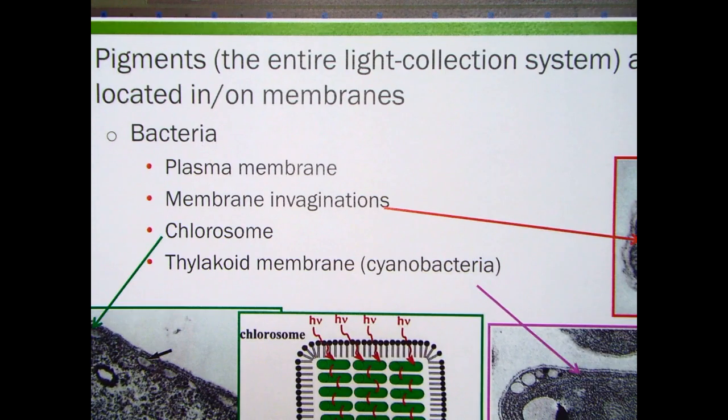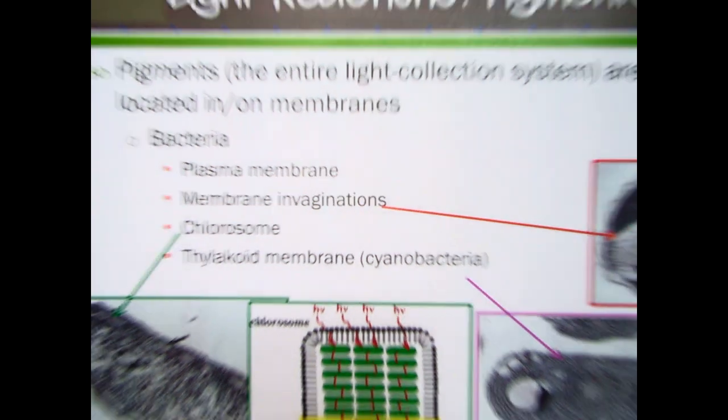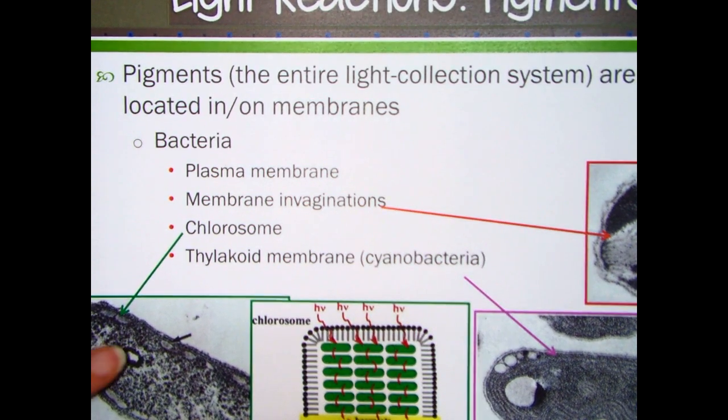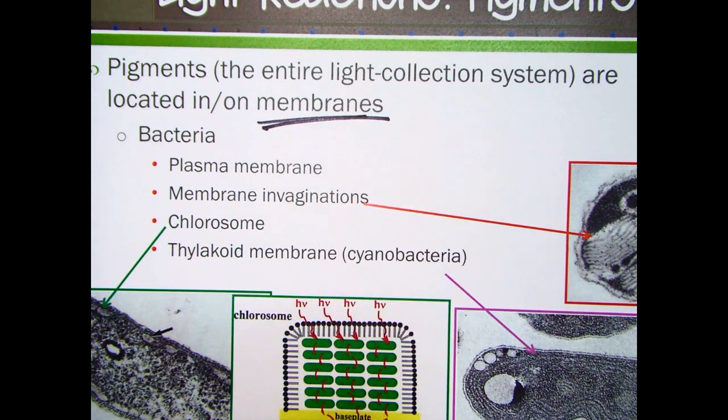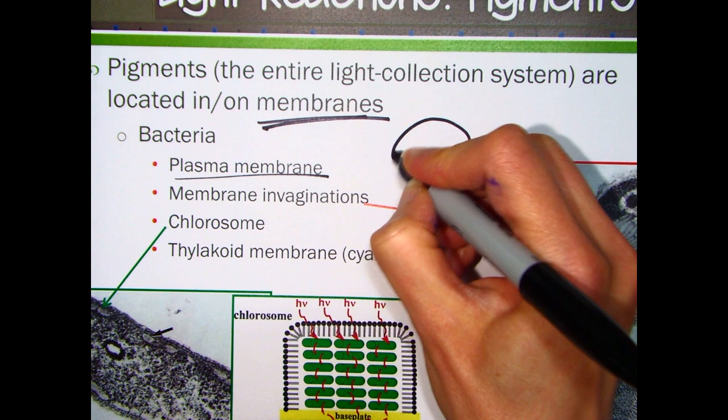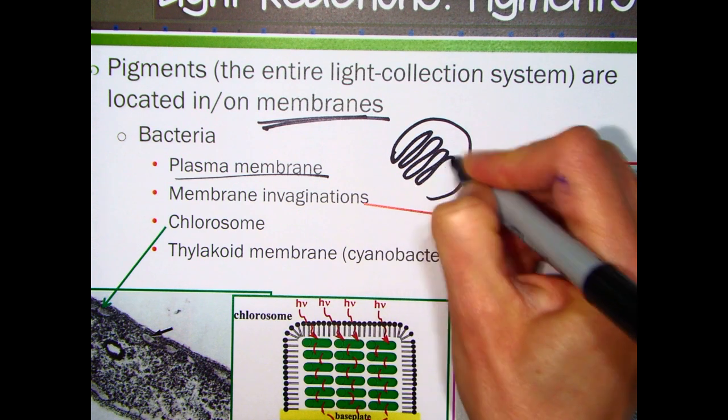Because the pigments are collecting light energy to power, oopsie, this zoom in knob is backwards, I'm telling you. Because the pigments are collecting light energy to power electron transport, and electron transport must always be in a membrane, the pigments are located in the membranes. So there's the plasma membrane, which we already talked about. Then there's little fold-ins of the plasma membrane. So if you've got your cell and then you do this type deal.